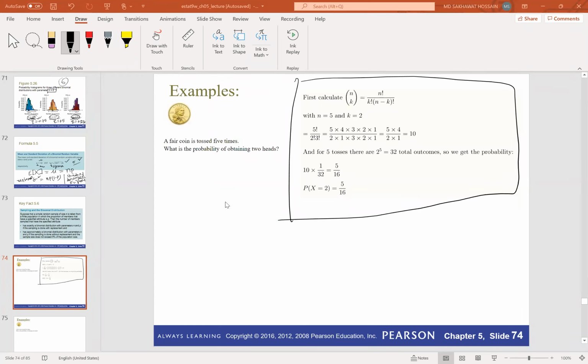Okay, so first determine the distribution. Is it a binomial distribution? The answer should be yes, definitely, because this section is about the binomial distribution. But how do you determine that? Can anyone explain how you determine this is a binomial distribution?